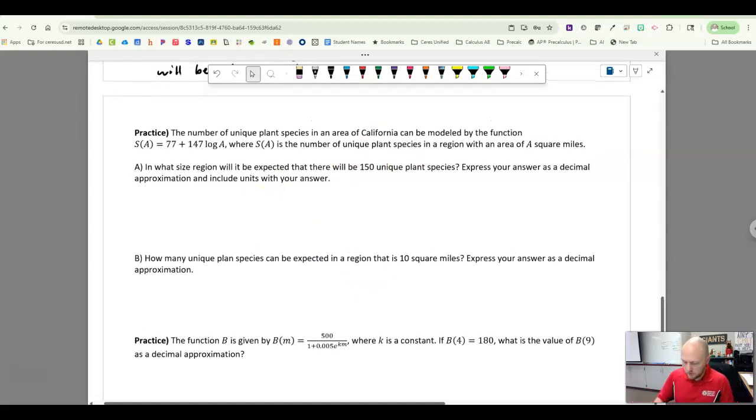They say the number of unique species of plants in an area of California can be modeled by the function S of A, so there's your context, which is equal to 77 plus 147 log of A, where S of A is the number of unique species of plants in a region with an area of A square miles. So here's the question: in what size region will it be expected there will be 150 unique plant species?